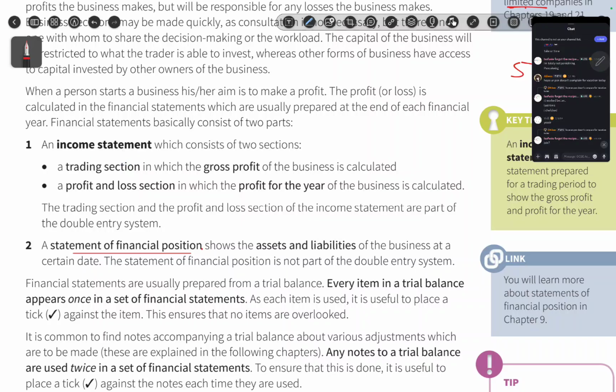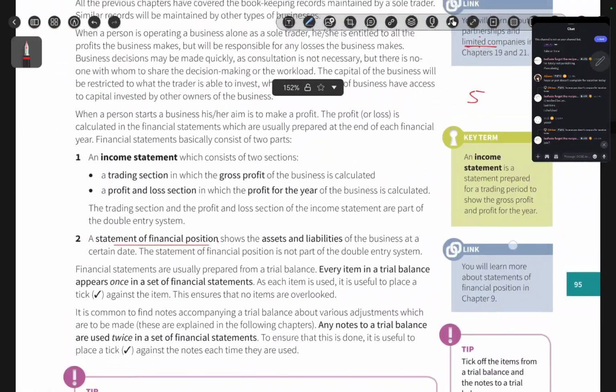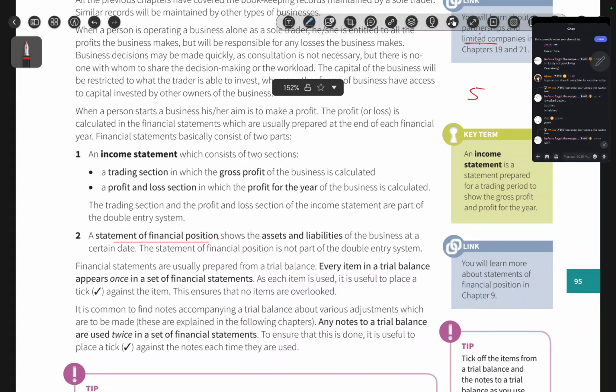So you're buying and selling of goods. In your trading, they probably will explain the format. I think I'll just go with it. Okay, an income statement is a statement prepared for a trading period to show the gross profit and profit for the year. Okay, so the main part is the profit for the year, but for that we just calculate the gross profit. The first part is the trading section.